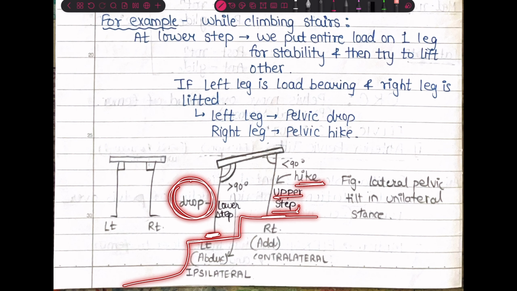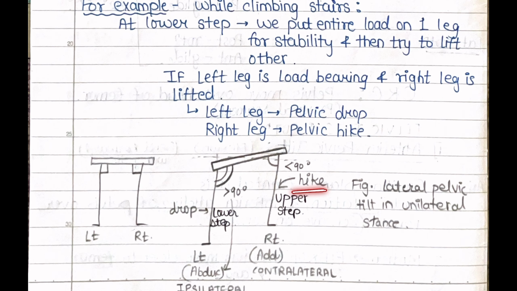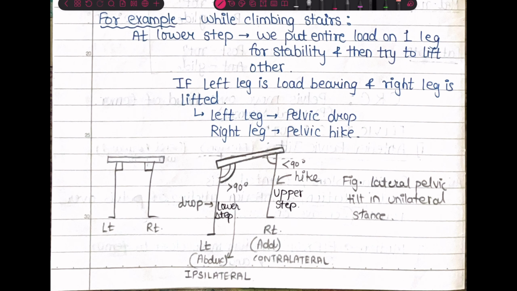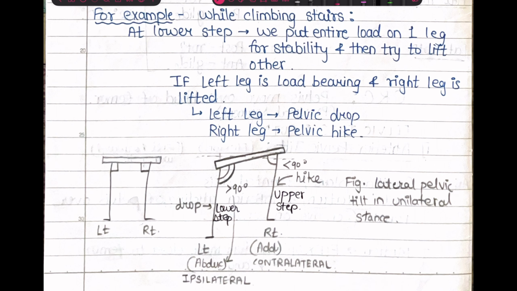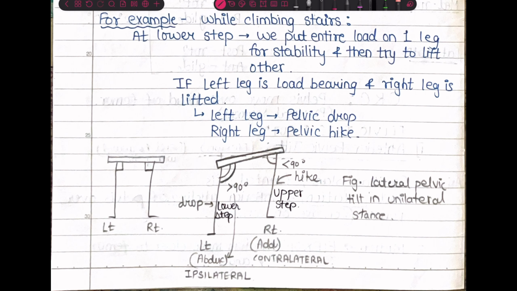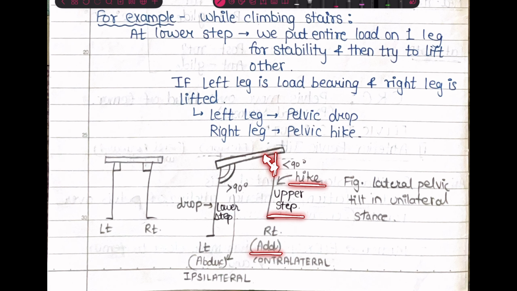As we can see, the leg which goes into pelvic drop, the angle is greater than 90, whereas the leg which goes into pelvic hike, the angle is less than 90, the angle between the pelvis and the femur. So the leg which is on the lower step or in the pelvic drop does the abduction, whereas the leg which is on the upper step or in the pelvic hike does adduction, as the angle between the pelvis and the head of the femur is less, so it is nearer to the body. And we all know the definition of adduction and abduction.